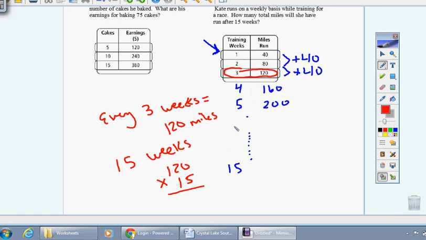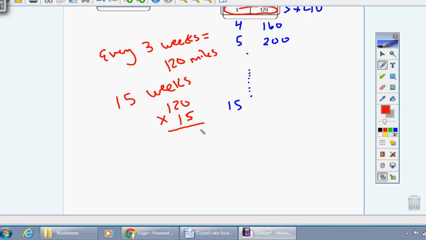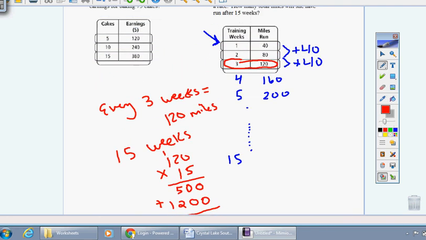Or you could say, so let's actually go ahead and figure this out first. So I'm going to do 15 times 120. 5 times 0 is 0, 5 times 2 is 10, right, the 0 carry the 1, 5 times 1 is 5, add my 1, 1 times 0, 0, 1 times 2, 2, and 1 times 1 is 1. So after 15 weeks, she would have run 1,700, if I add these two together, 1,700 miles. Okay? Now, that's how some people look at it.